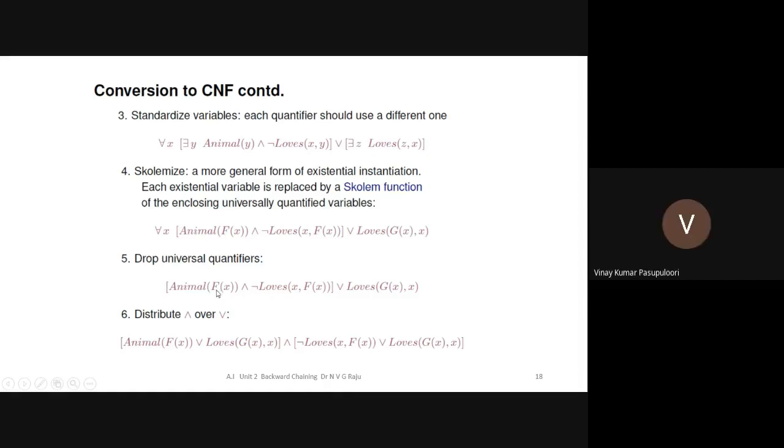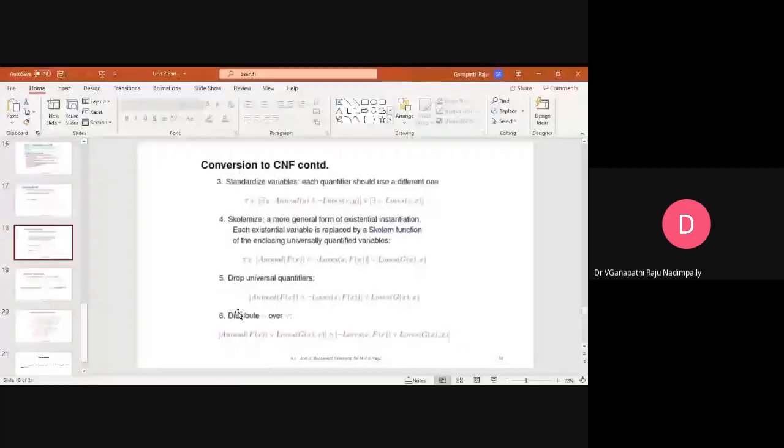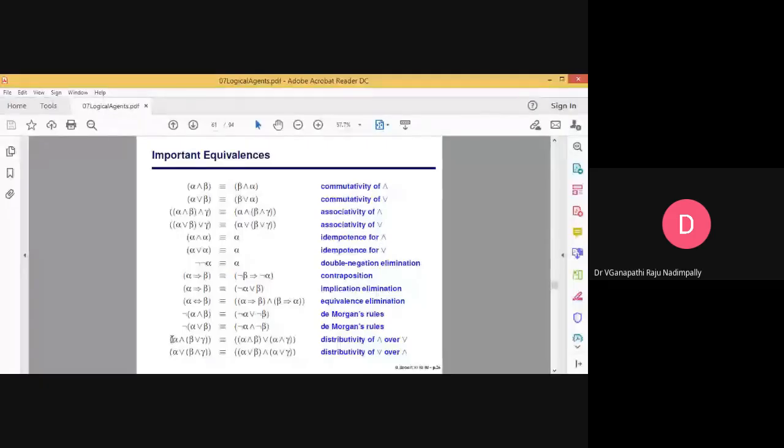Distributive, sir. Now, I will open the distributive. Please tell me the formula. Have you seen this formula already? Let me open it and tell you. Tell me which one we have to use. Is it in this formula? Now remember carefully, we should get this formula: alpha or beta and alpha or gamma, we should get it.